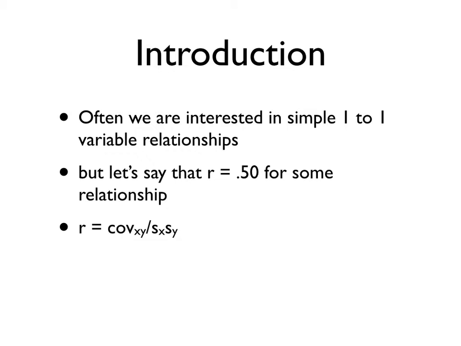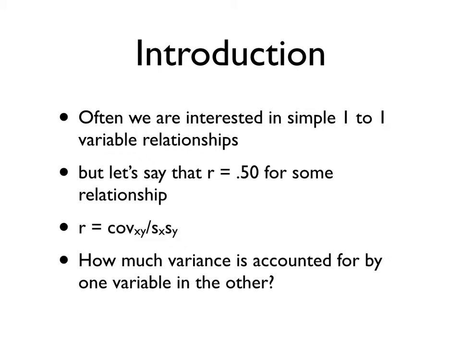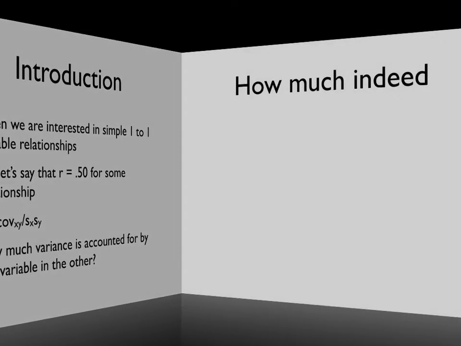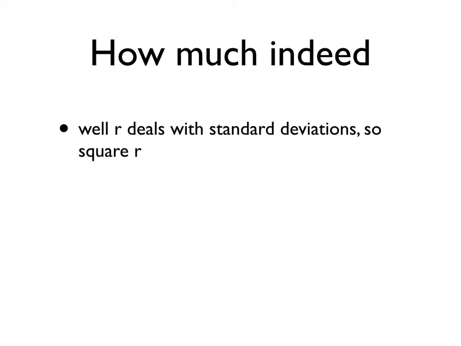R is, as you know from last time, the covariance of x and y divided by the standard deviation of x times the standard deviation of y. So the question you're asking then is how much variance in x is accounted for by variance in y. Remember, covariance can have negatives and positives. It's not really a measure of variance per se. So in fact, R actually deals with standard deviations. So we have to square R to get variances.